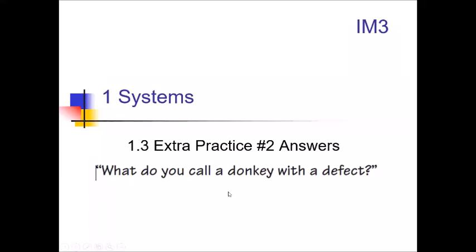Hello there, Mr. Sutton here, bringing you this IM3 1.3 Extra Practice Number 2 solutions on solving systems of equations using the elimination method. Now, for this particular one, we have a puzzle that we're going to be solving. So let me take a look at that puzzle for you.